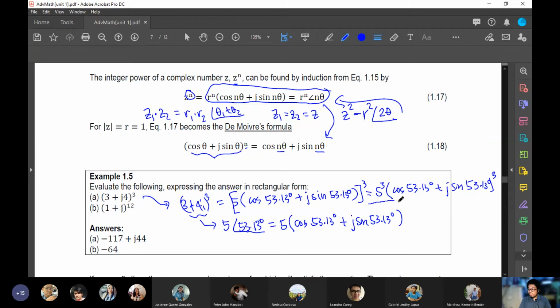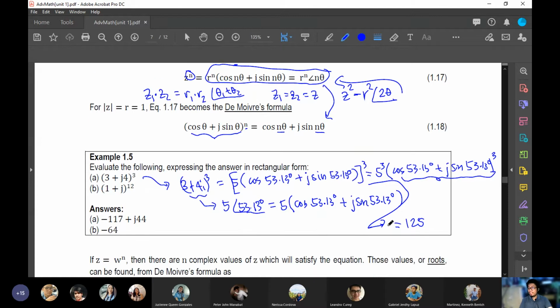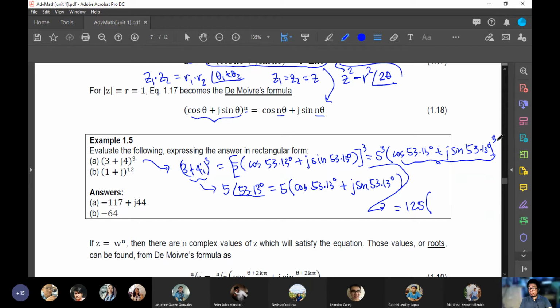Now, I'll continue it here. 5 cubed is 125. And on this factor, we can now apply De Moivre's formula, which simply states that we have to multiply these angles by 3, which is the power here. So you would have cosine of 53.13 degrees times 3, plus j sine of 53.13 degrees times 3. What is 53.13 degrees times 3?